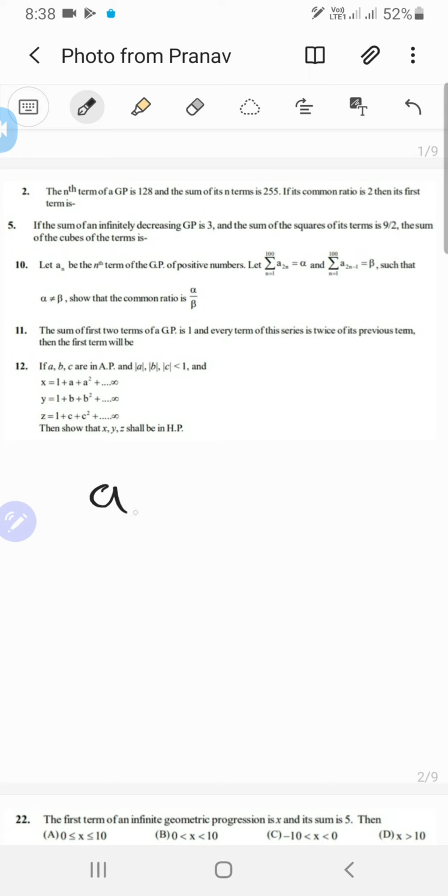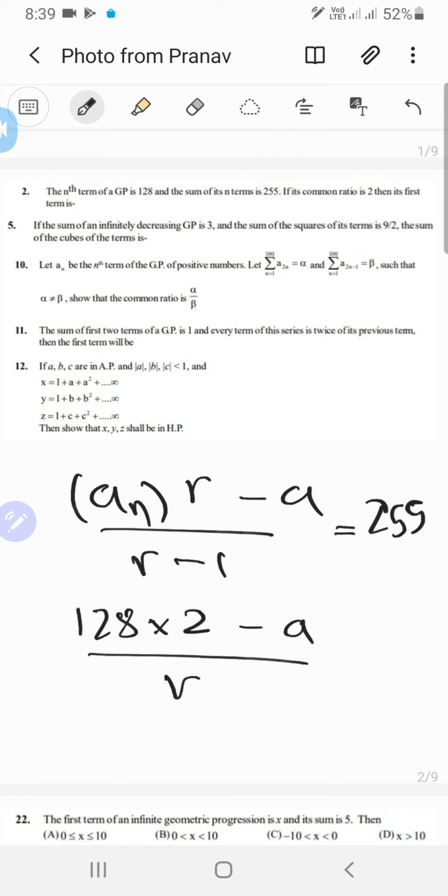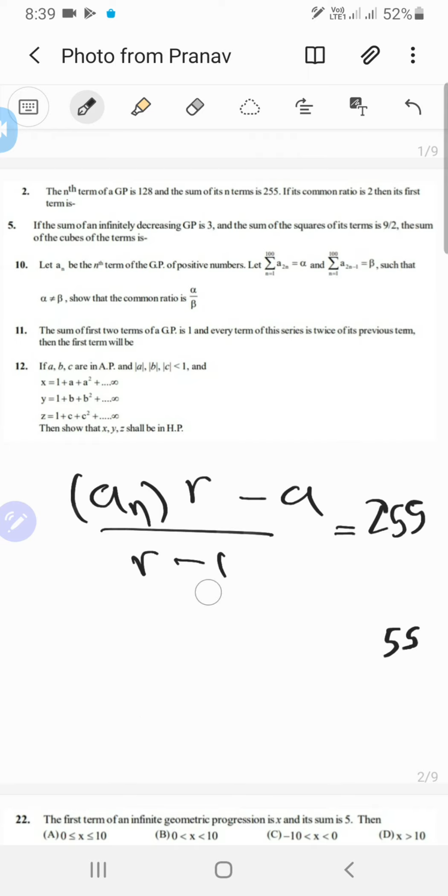So what you get is a n, which is the nth term, times the ratio minus a, upon r minus 1. This is the sum of n terms, which is 255, and a n is 128. So you get 128 times 2 minus a. Now we know that a is going to be 1, but still let's formally do it. Into 2 minus 1, because r is 2, so it's equal to 255. So you get a equals 256 minus 255, which is just 1, as we expected. We did the question incorrectly and yet we got the correct answer. How nice.